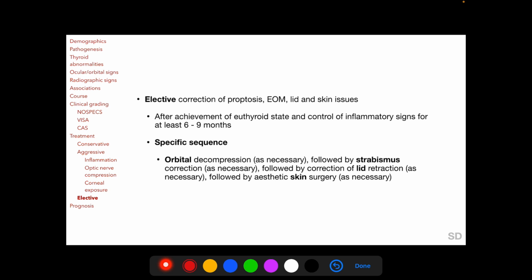And there is a specific sequence in which the necessary surgical procedures should be done. First, the orbital decompression as required should be done, followed by strabismus correction as required, followed by correction of lid retraction as necessary, and at the very last, aesthetic skin surgery if required. And this is because orbital surgery affects the position of the eyes, strabismus surgery affects the position of the lids, and lid surgery affects the appearance of the skin.